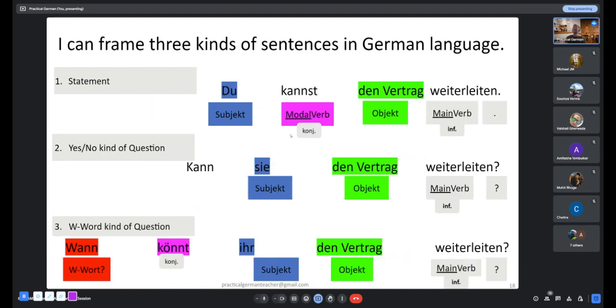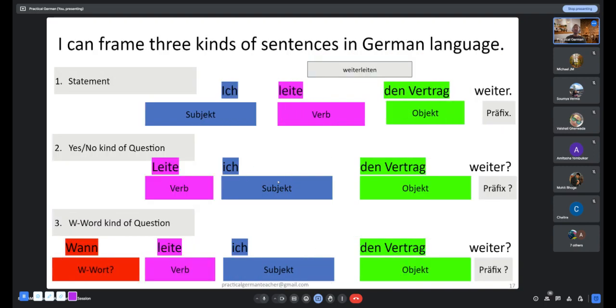Now, if you want to convert a yes or no kind of question to a W word kind of question, just take the yes or no kind of question and place a W word before it. So instead of saying leite ich den Vertrag weiter, you'll say wann leite ich den Vertrag weiter.